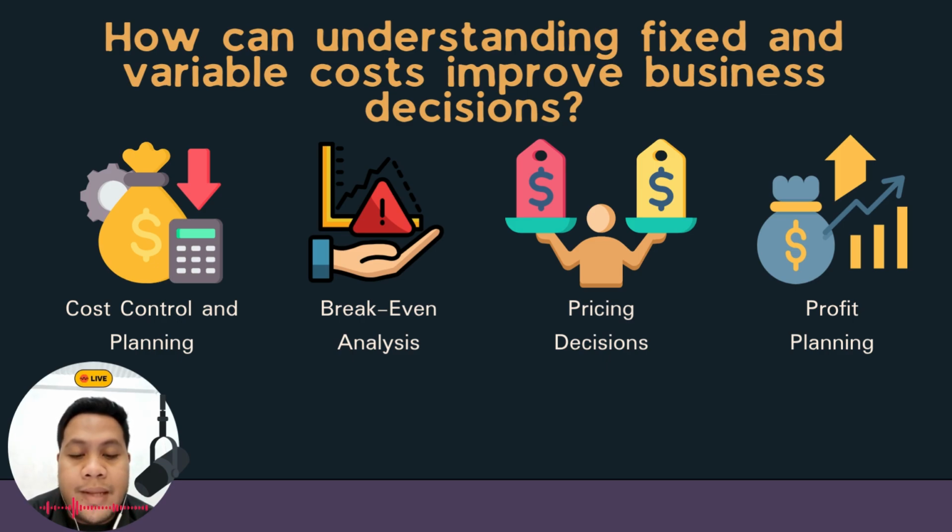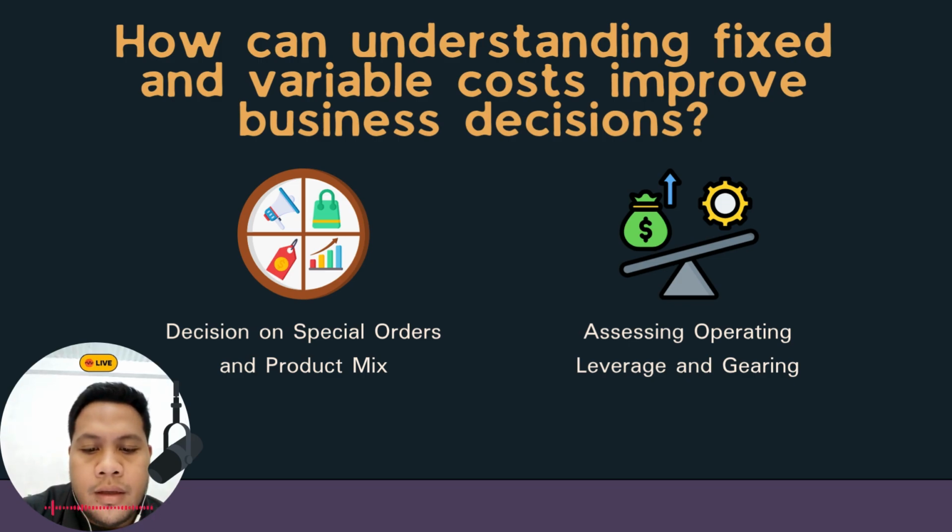Fourth, profit planning. By recognizing how costs behave with production volume, managers can forecast profits under various scenarios, evaluate the impact of changes in activity levels, and plan resource allocations accordingly. Fifth, decisions on special orders and product mix. When considering accepting special orders or adjusting product offerings, knowledge of variable costs helps determine whether additional sales will contribute positively to profit without being overshadowed by fixed costs.